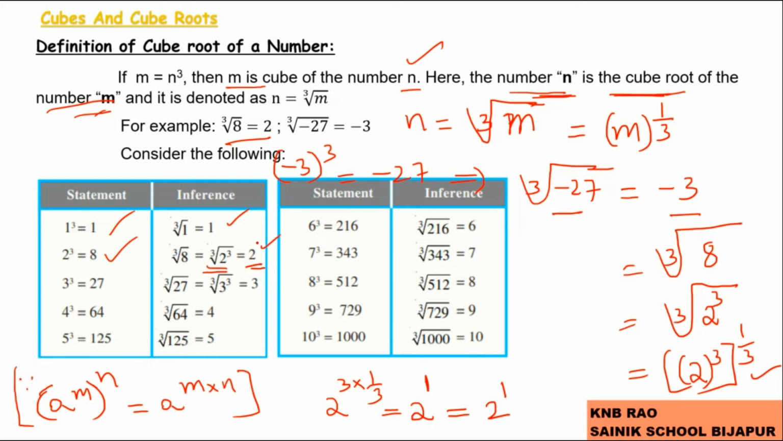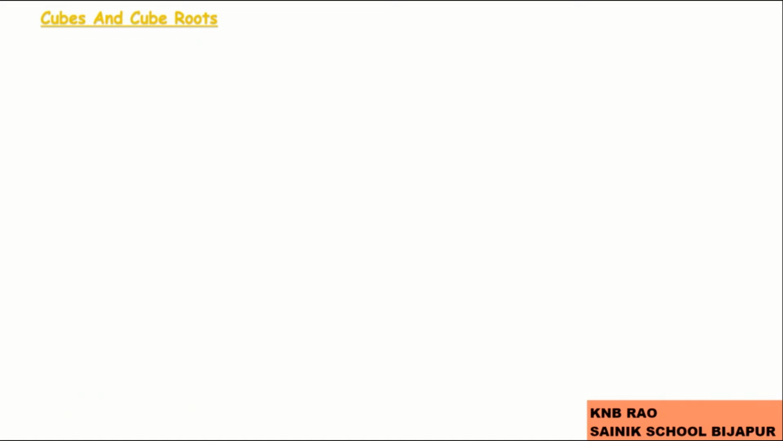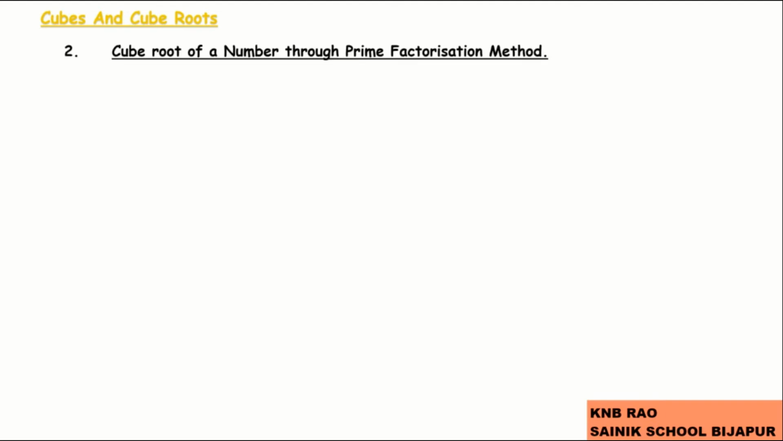So let us take these studies further. Here, how to find the cube root of a number. We have importantly two methods for your class. First method is the prime factorization method, finding cube root of a number using prime factorization method, and the next method we will discuss in our further sessions. So coming to the cube root of a number, finding it through the prime factorization method.